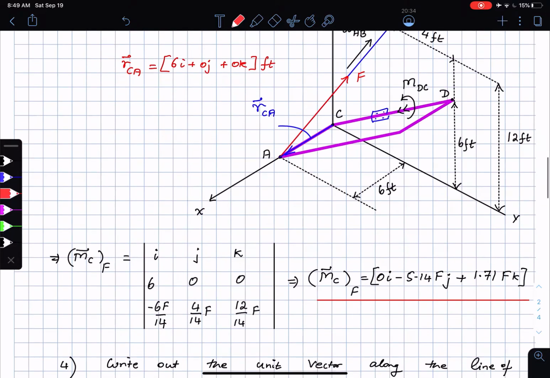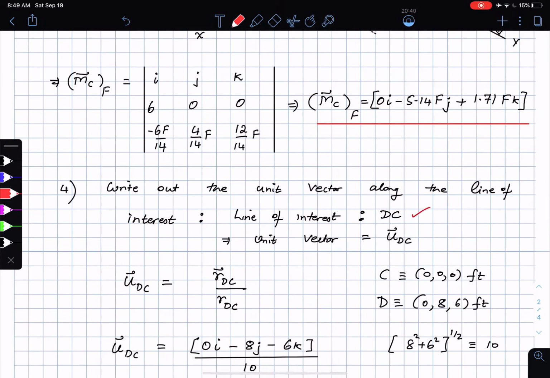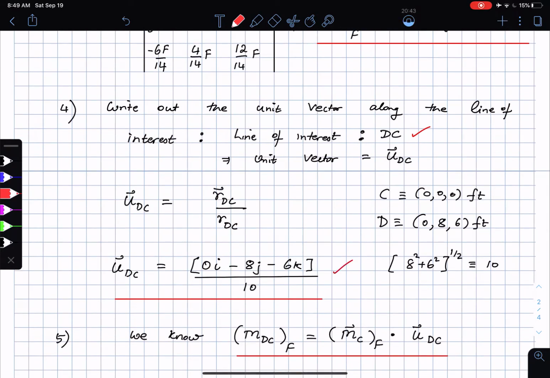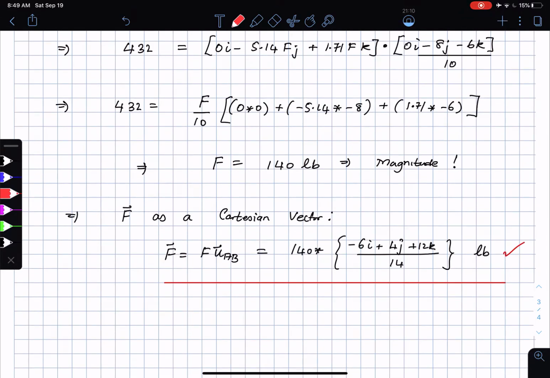Then, once I have the moment, I write the unit vector along the line of interest. What is the line of interest? DC. What is the unit vector along the line of interest? UDC. Once I write the unit vector, then I know that the magnitude of the moment about the line of interest is the dot product. So this is the dot product of the unit vector and the moment about a point on that line, which is MC. And then I go through this, and then I obtain this force here. So this is a nice problem. It ended up really nicely for us quickly as well, but I hope this was very reasonable to you.